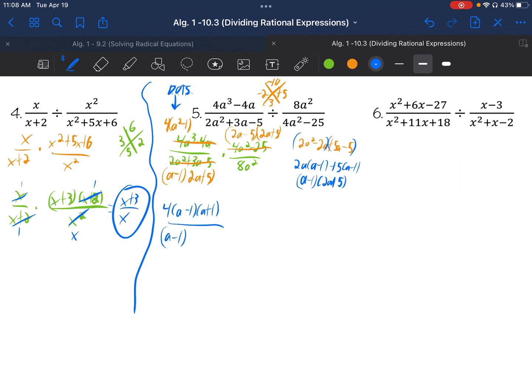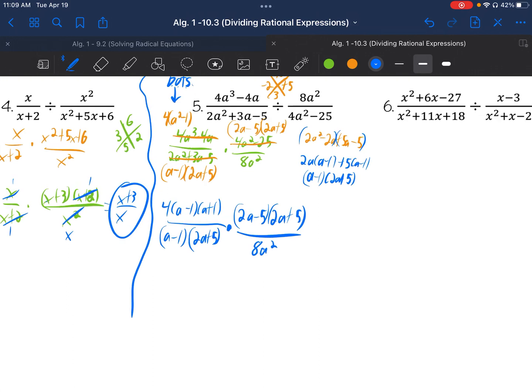A minus 1 on the bottom left times 2a plus 5, which I forgot a parenthesis the first time I realized. Top right, 2a minus 5 and 2a plus 5. And bottom right is already factored as much as it can be, no factoring, as 8a squared.